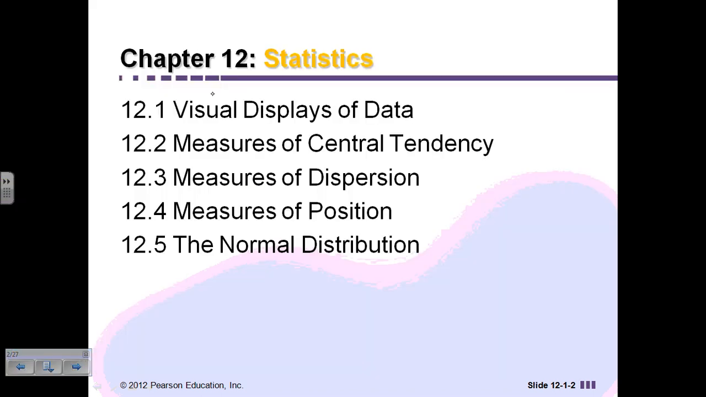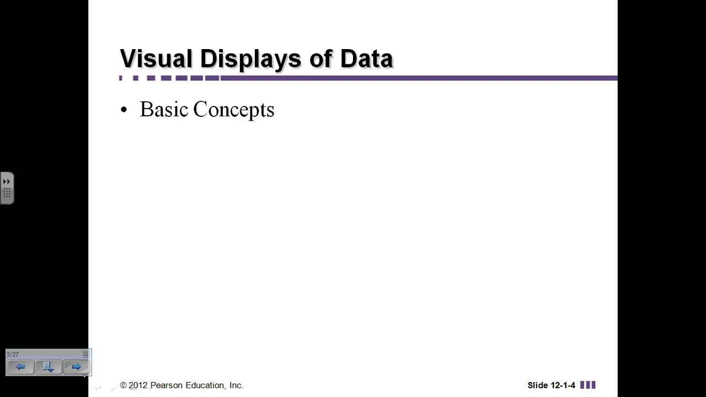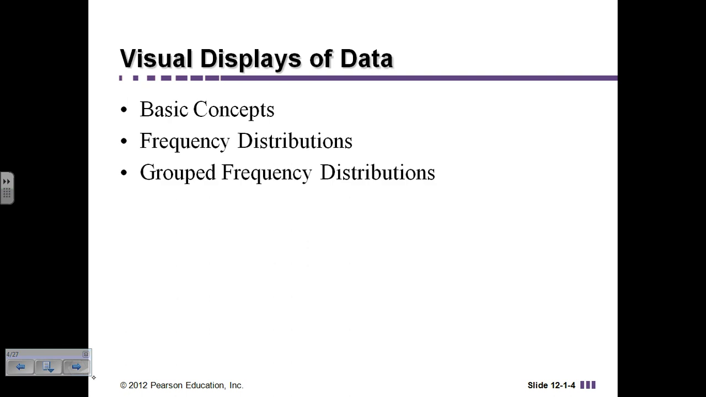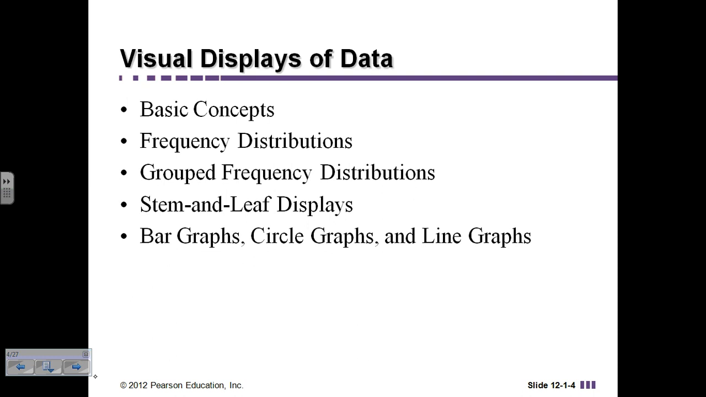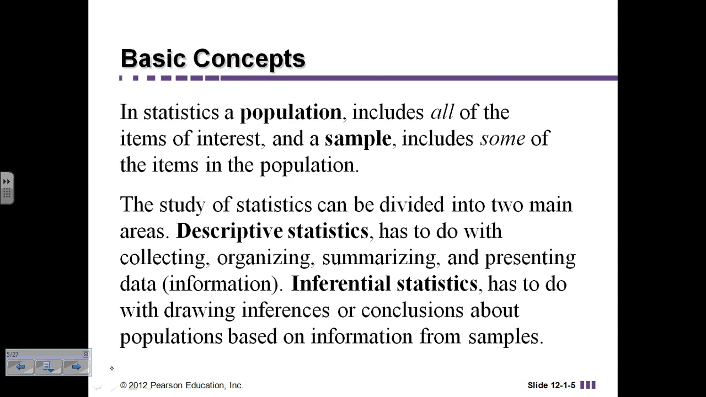And then we're going to talk about measures of position and normal distributions. So we're going to look at all of this information. Today we're going to be talking about visual displays, so we're going to just talk about some basic concepts of statistics, frequency distributions, and grouped frequency distributions. We're going to talk about stem and leaf diagrams or stem and leaf plots, bar graphs, circle graphs, and line graphs. So first of all, some just basic definitions.